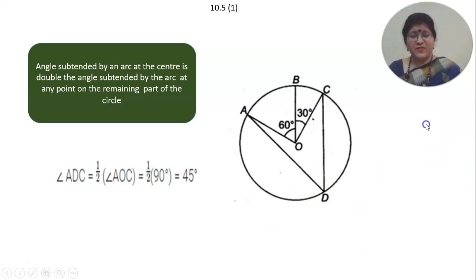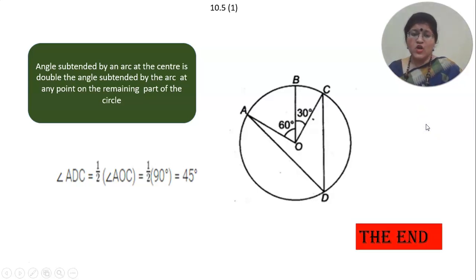So students, with this we have completed. We have revised important concepts from exercise 10.5. Four important properties. Angle in a semicircle is a right angle. Angles in the same segment of the circle are equal. Opposite angles of a cyclic quadrilateral are supplementary. And this is the fourth theorem. You just have to solve questions based on these properties. I want you to revise these concepts once again.